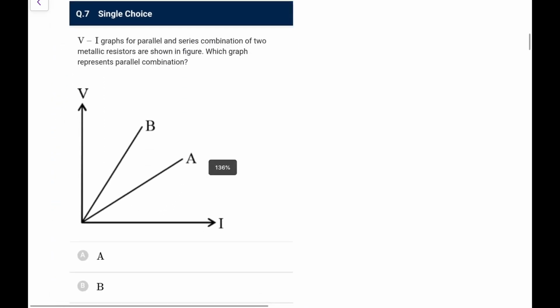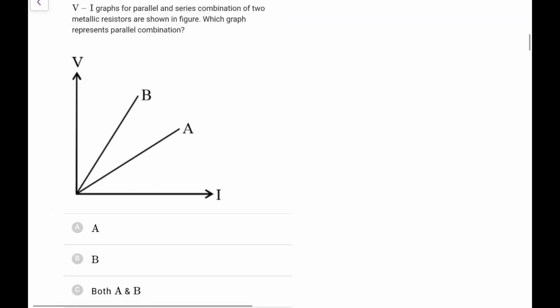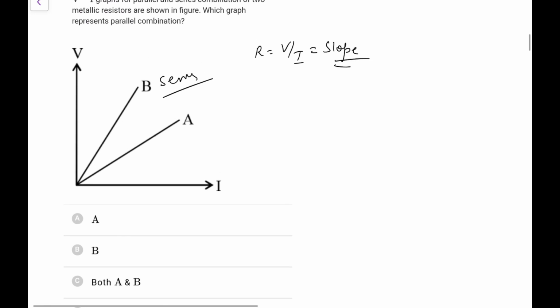The VI graph for parallel and series combination of two metallic resistors are shown. Which corresponds to which combination? So we know resistance is given by V by I, that is the slope of this curve. So slope is greater for B, that means this is series. So B is series and the parallel one would be A. So parallel combination is represented by A here.